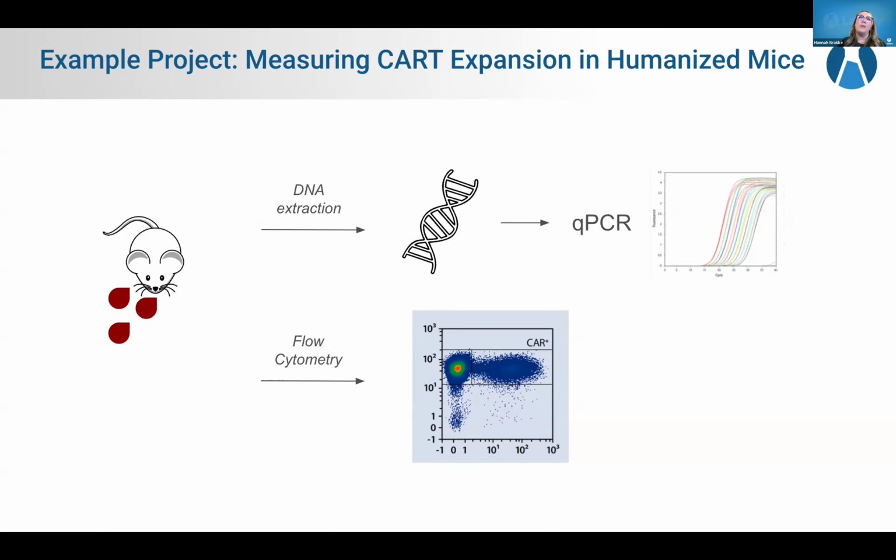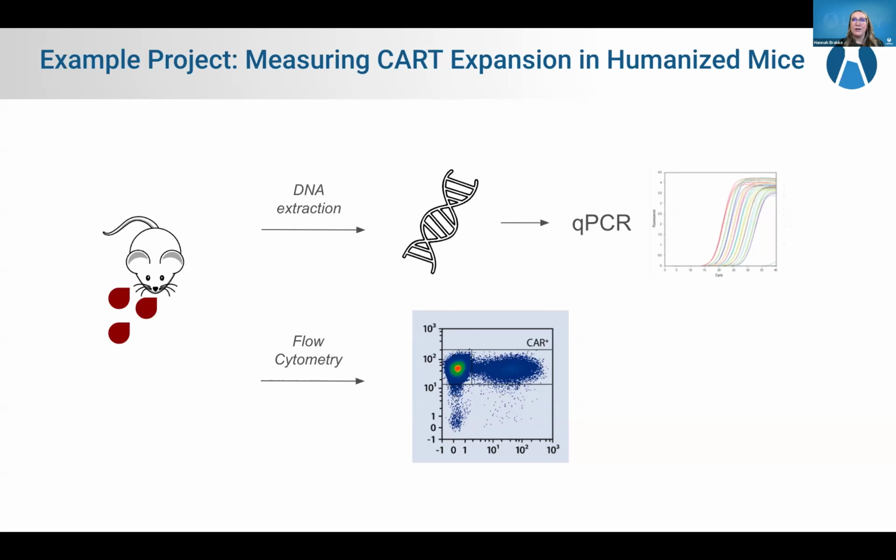So let's say that I've got these humanized mice that I am trying to test out my developed CAR T cell on within a mouse model. I am collecting blood from these mice. I want to ultimately understand what the expression of this CAR T cell is like within the system. I can do this in a variety of ways, but for this experiment, again, very overgeneralized.